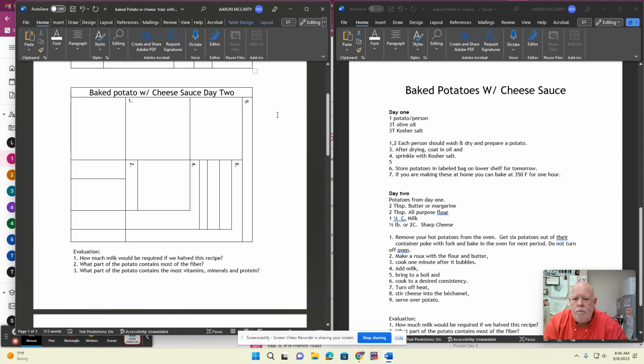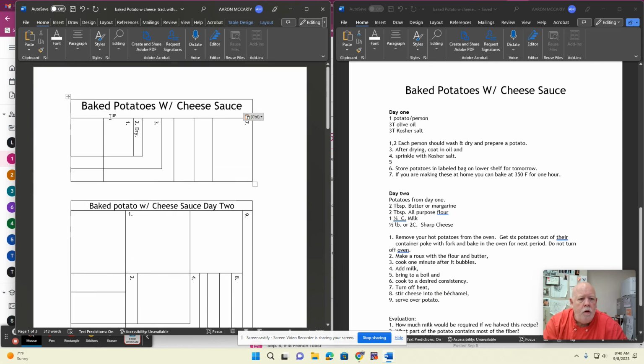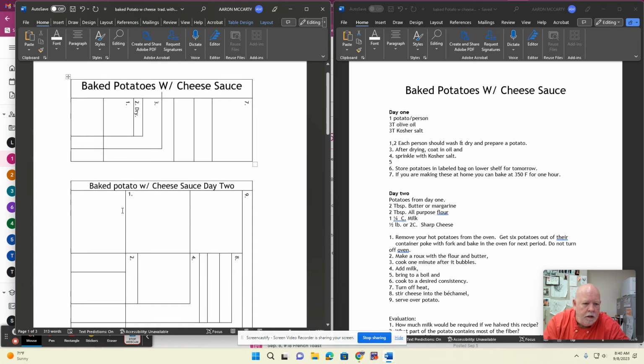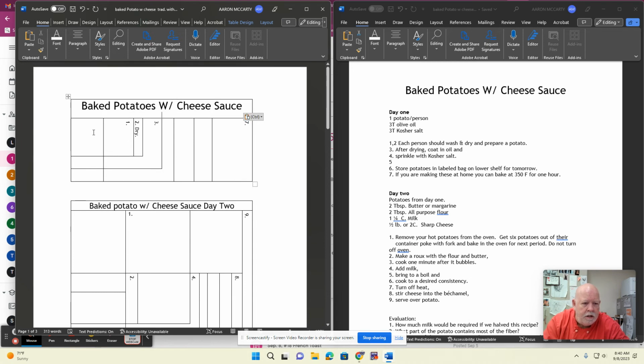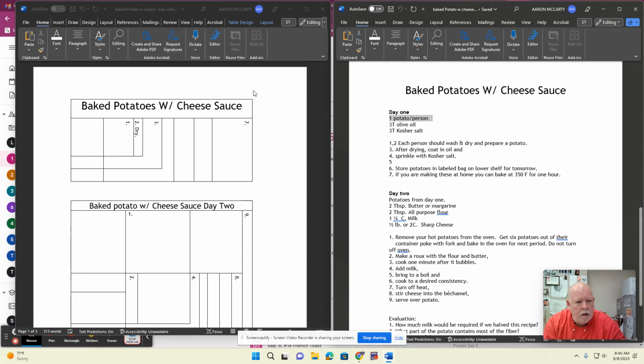Okay, so you may or may not remember that there is a single continuous unbroken line separating your ingredients from your procedures. It does not zig, it does not zag, it is solid. That tells us that on the left side of the line is our ingredients. So day one is going to be our baked potatoes. So our first ingredient is right here. 1 potato per person. So copy that, put it here.